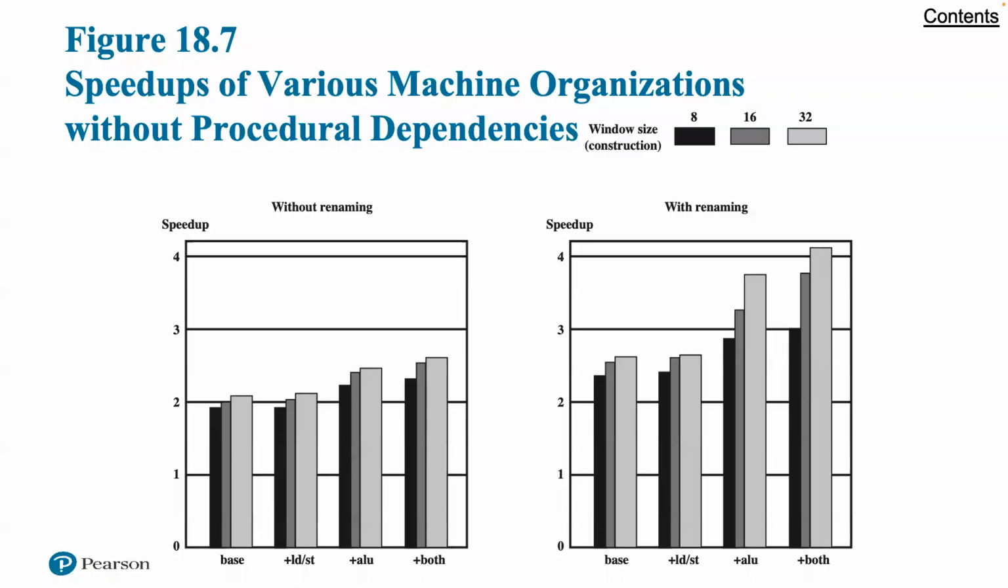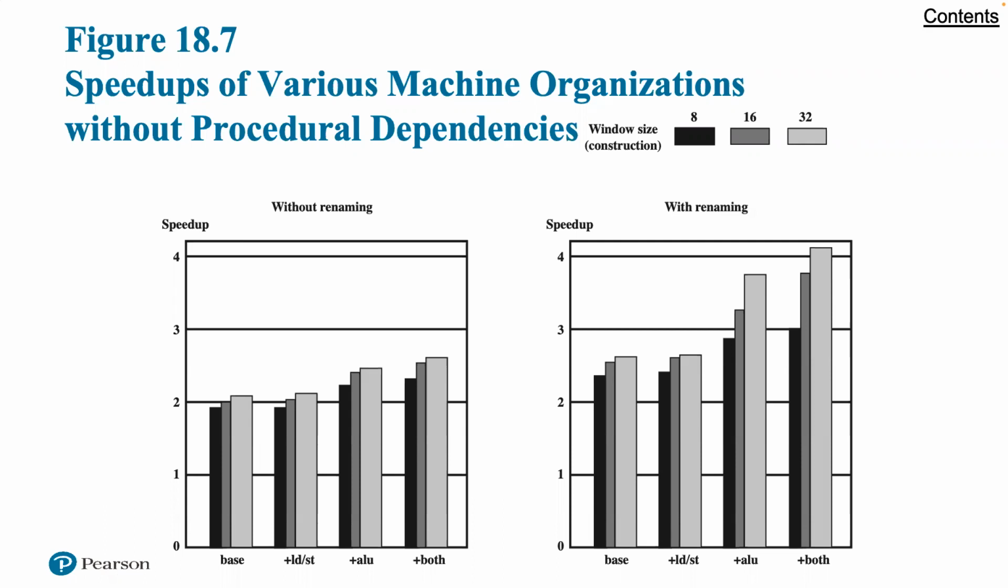All right, well, let's continue on with various ways of doing speed up. And here we're talking about speed up of various machine organizations without procedural dependencies. So in the previous discussion, we looked at 3 hardware techniques that can be used in a superscalar processor to enhance performance: duplication of resources, out of order issue, and renaming.